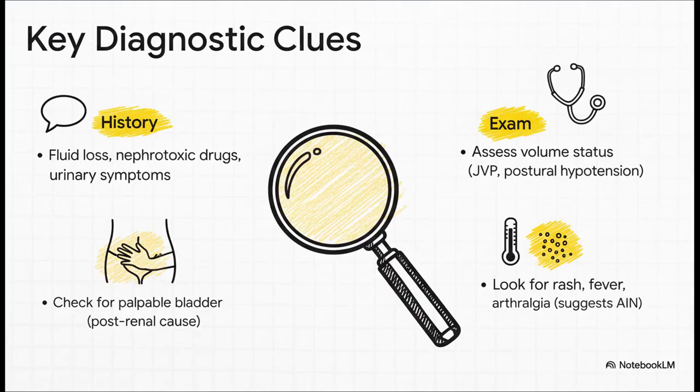Your investigation always starts with the basics: a good history and physical exam. You're going to ask about things like fluid loss, any new medications, urinary symptoms, and then on your exam, your absolute top priority is assessing their volume status. Are they dehydrated or are they overloaded? A palpable bladder is a massive clue for a postrenal cause, while something like a rash might point you toward an intrinsic cause like acute interstitial nephritis, or AIN.